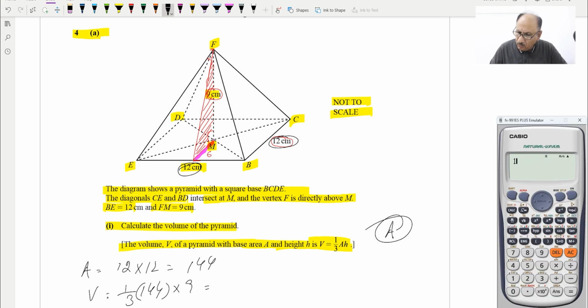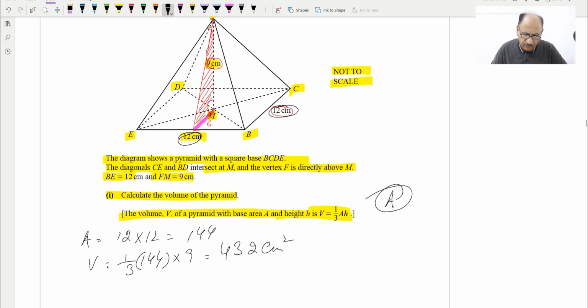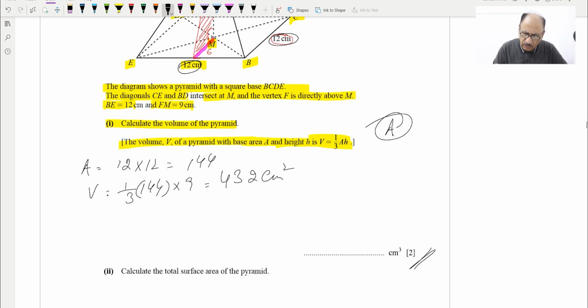This will be 1 over 3 and multiply by 144 and multiply by 9, and it is giving 432. 432, this is centimeters square. This is the answer for part 1, which is for 2 marks. 432, this one is done. Centimeters, it should be, yeah, volume, it's not area, it's volume, so centimeter cube.